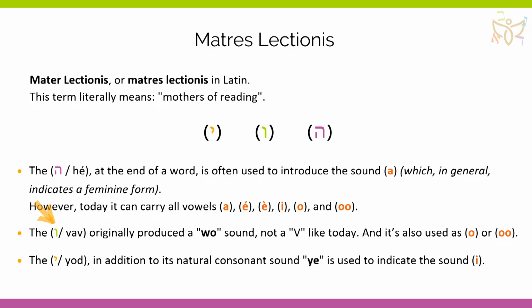The letter vav originally produced a wow sound. It wasn't a v, as it is today, and this is still the case in the Arabic language. Finally, the drift of this consonant, already highly vocalized, ended up serving as a vowel for the sounds o and u. And the last one, the yod, which produces the ye sounds in which a slight I is heard, ended up serving as Mater Lectionis to indicate the sound e.